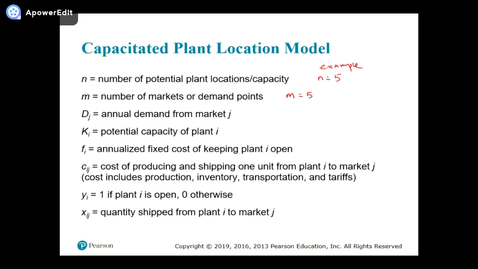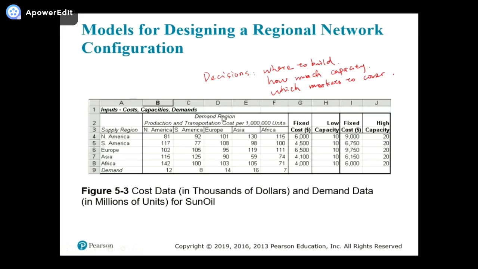And then Dj, so j indicates the index for a certain market. j takes values from 1 to 5. And so Dj is the annual demand from market j. So these are these values. This is D1, D2, and D5.